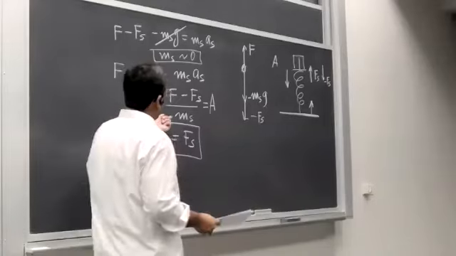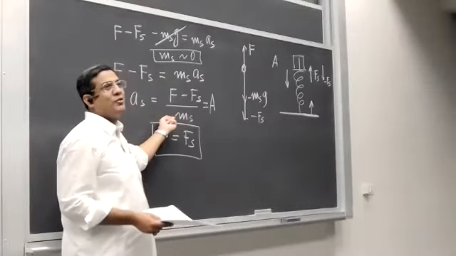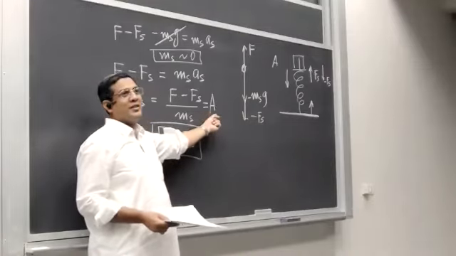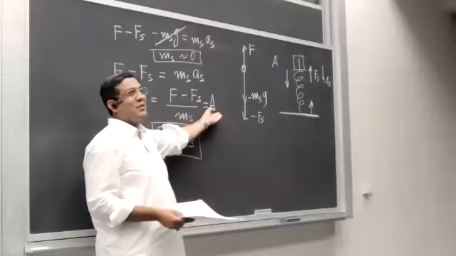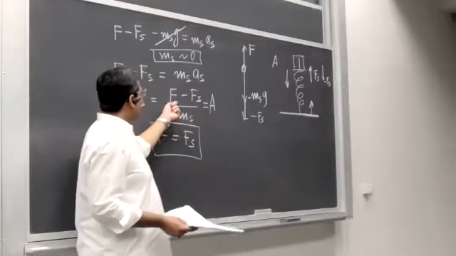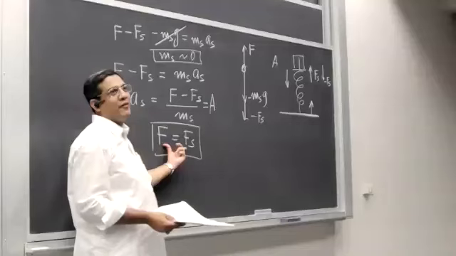Because if we are taking the spring to be massless, if we are sending MS to zero, the acceleration would be infinite. The only possibility that this acceleration can be finite is if the upper term is zero. If F minus Fs is zero, which means F is equal to Fs.